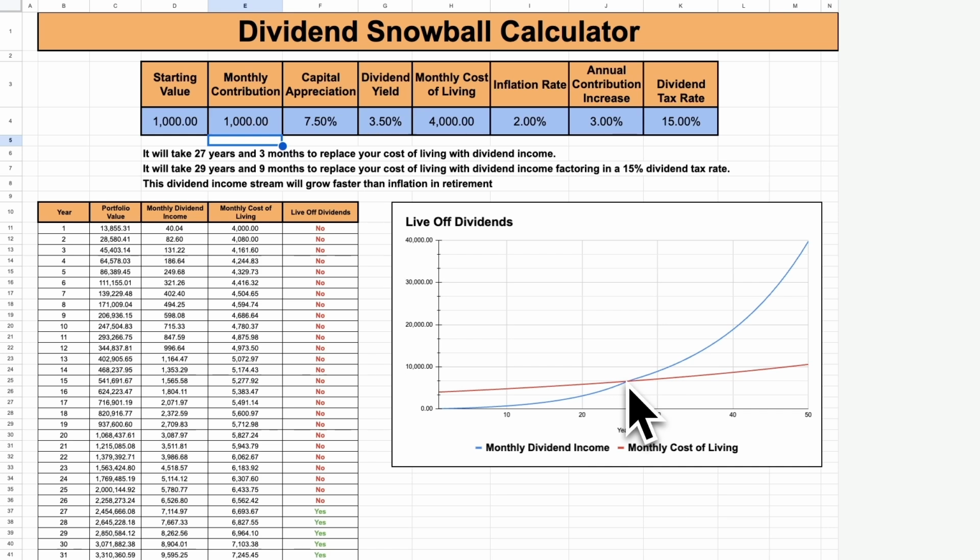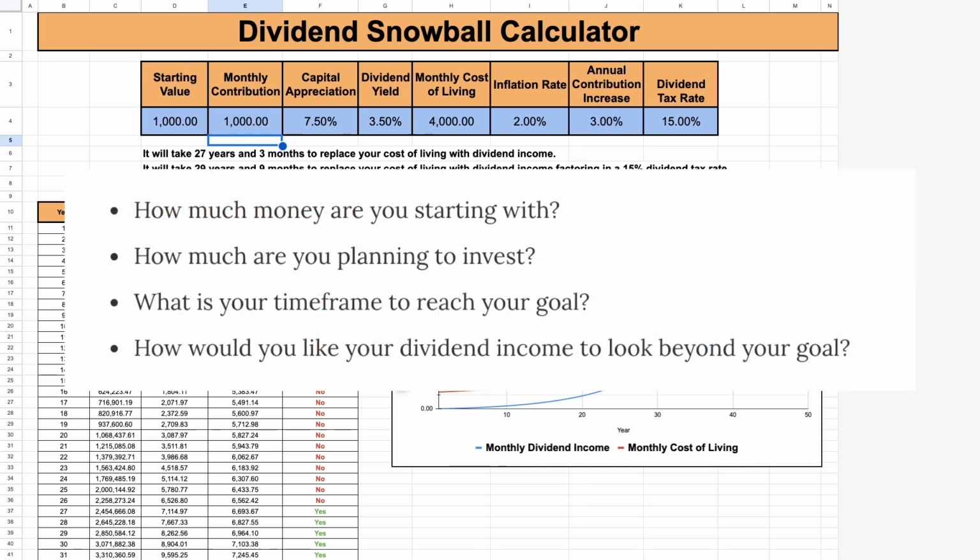So how do you build your own Monster Dividend Snowball? I think a good place to start is by answering the 4 questions I laid out at the beginning. How much money are you starting with? How much are you planning to invest? What is the time frame to reach your goal? And how would you like your dividend income to look beyond your goal?